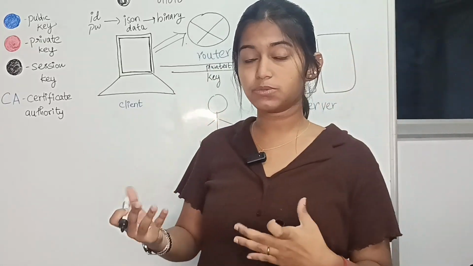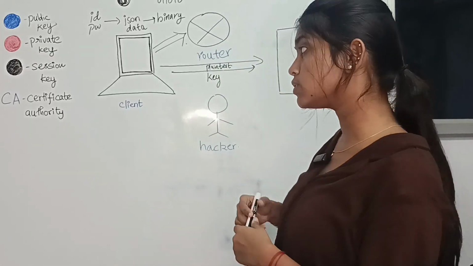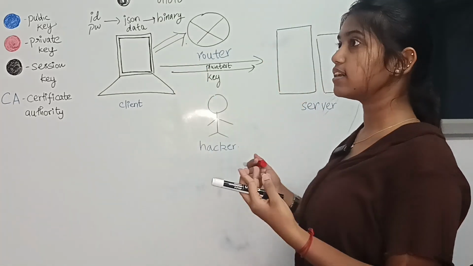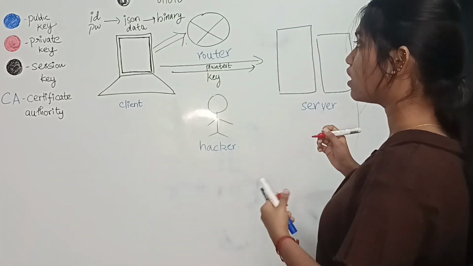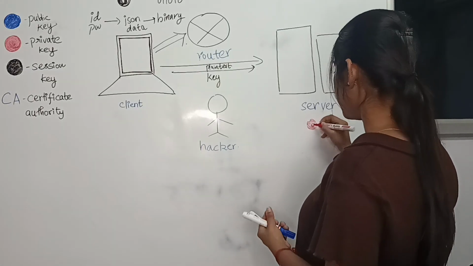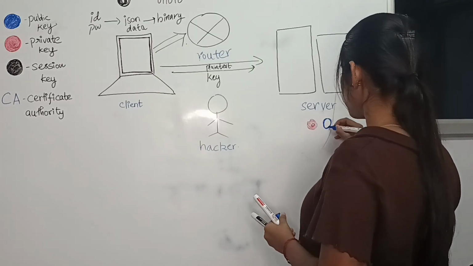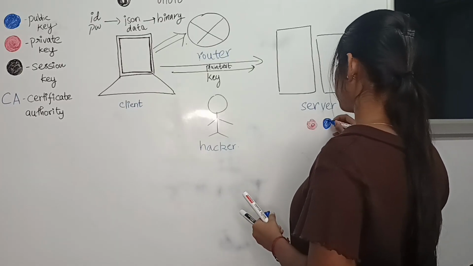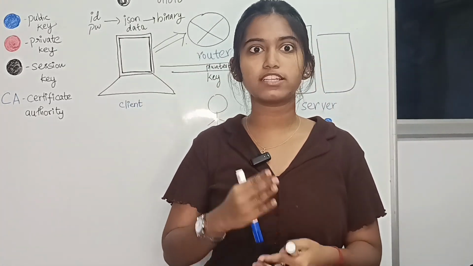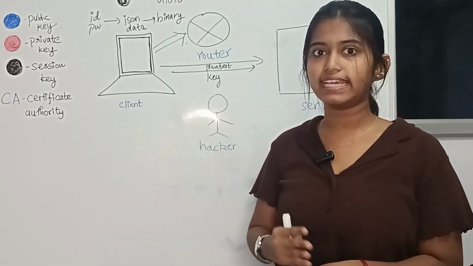Again, to overcome this, we have another thing called asymmetric encryption and decryption. In asymmetric encryption and decryption, on the server side, both a public and a private key are present. We need to note something here. The private key resides only on the server side and it is not shared with the outside world, but the public key is made public.